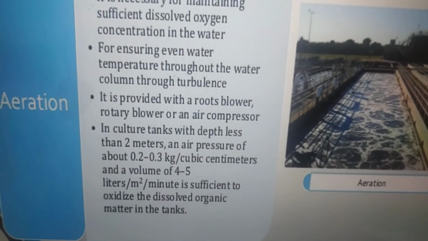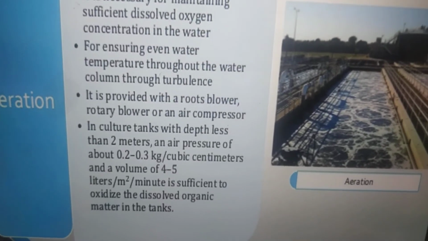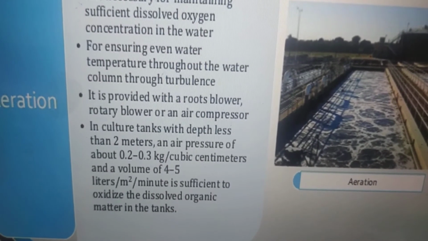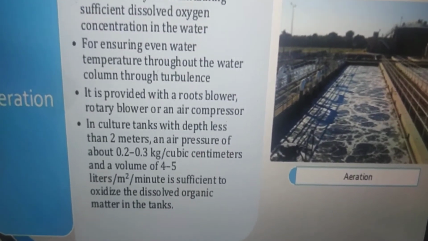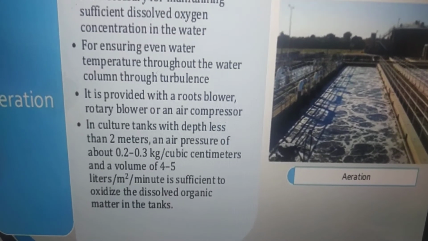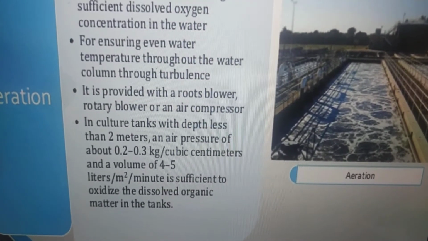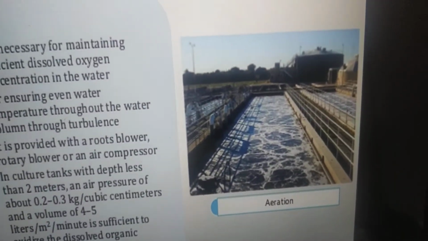In culture tanks with a depth less than 2 meters, a pressure of about 0.2 to 0.3 kg per cubic centimeter and a volume of 45 liters per square meter per minute is sufficient to oxidize the dissolved organic matter in the tanks. This is aeration. You are giving aeration.